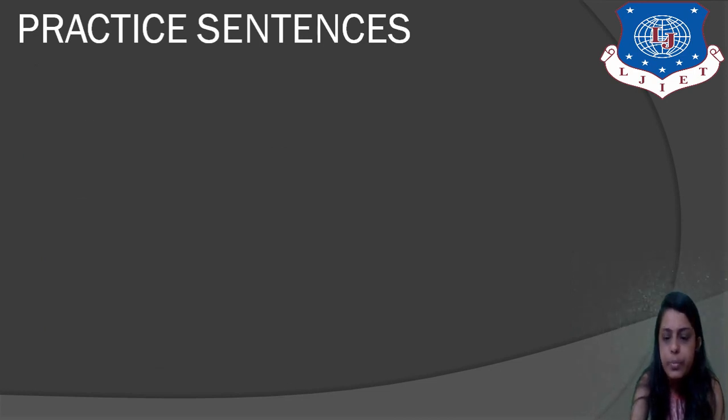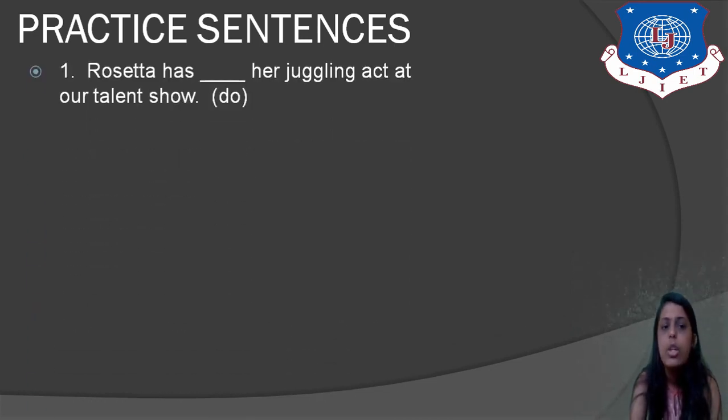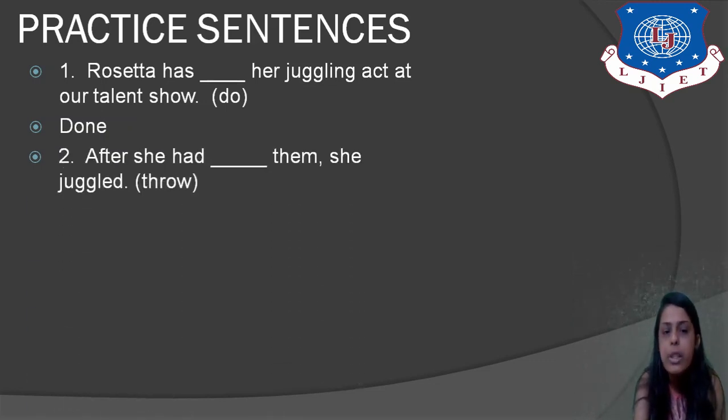So the first sentence is Rosetta has dashed her juggling act at our talent show. So Rosetta has done her juggling act, right? Has done. Which tense is utilized here? That also you write down. After she had dashed them, she juggled. After she had thrown them, she juggled. They have utilized had plus verb. Remember which tense is utilized here.